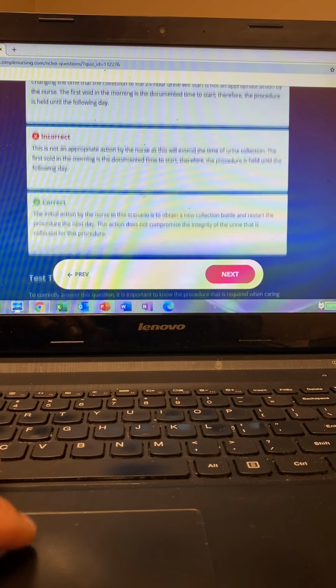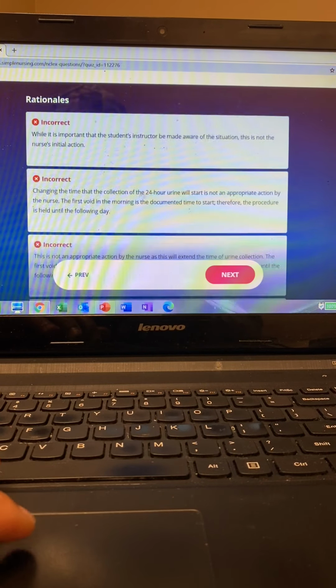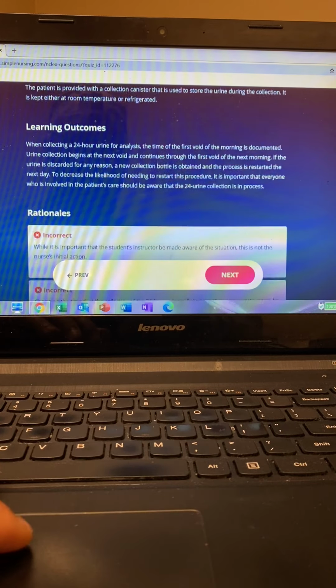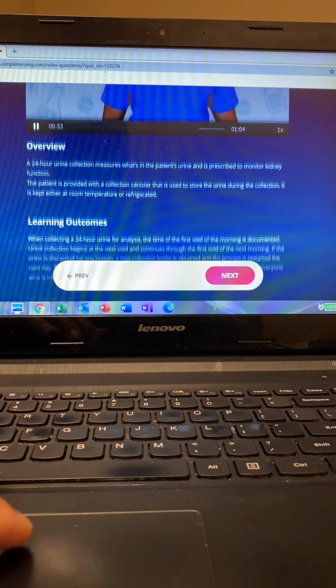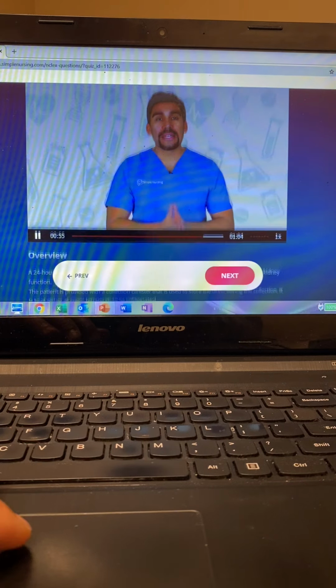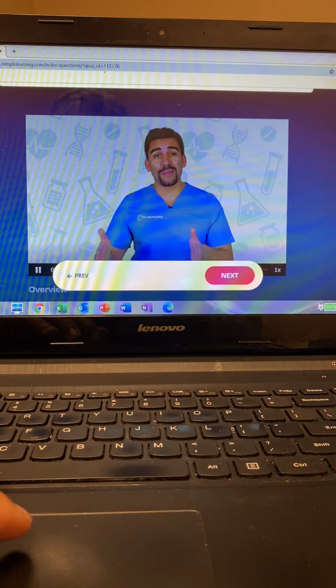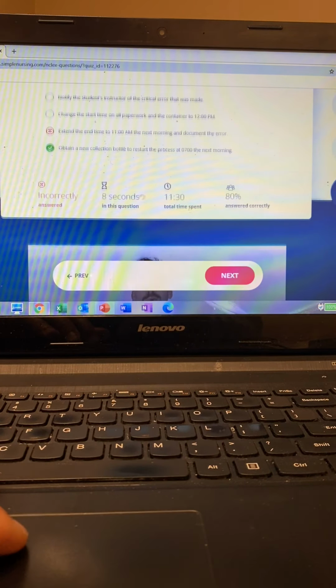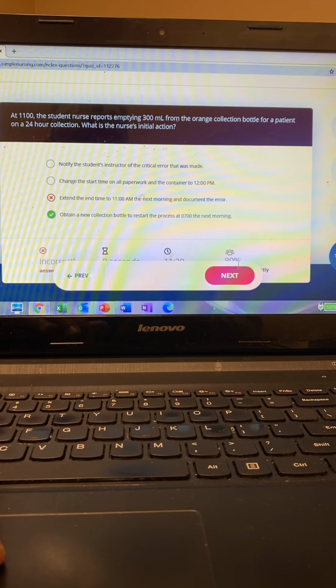So really the only option here is option number 4, fail that student out of nursing school. I'm just kidding. Option number 4, you need to start all over again, guys. That 24-hour urine, uninterrupted, first thing in the morning. Okay, that wraps it up. For more details and test tips, please see the rationale below.